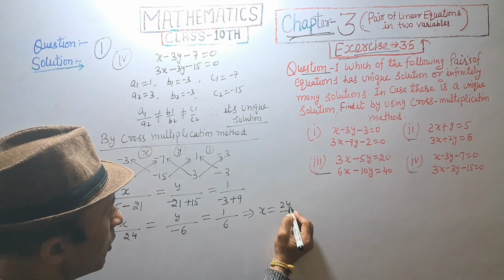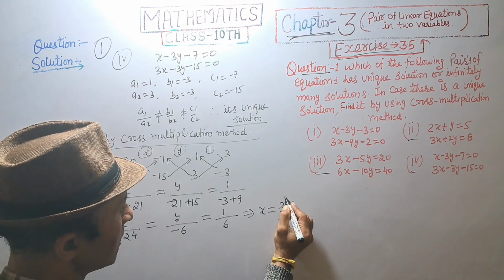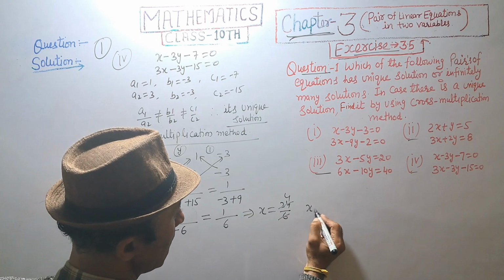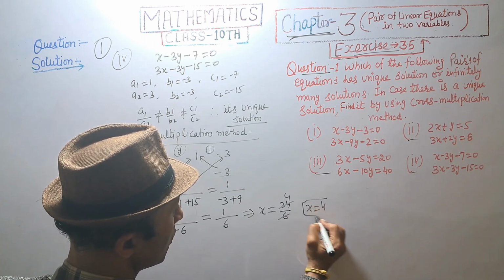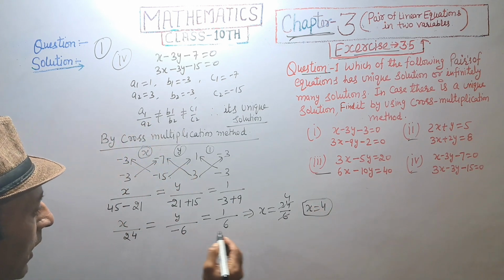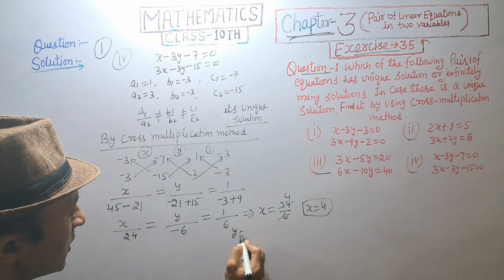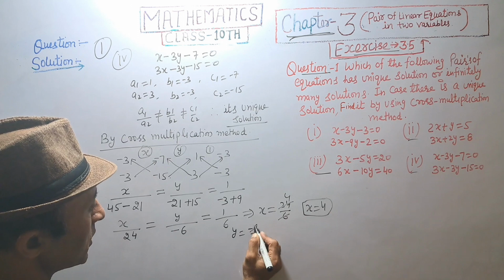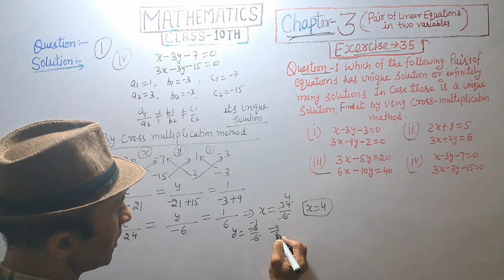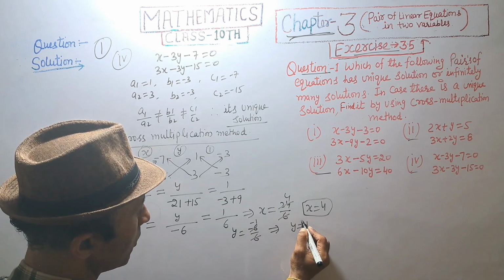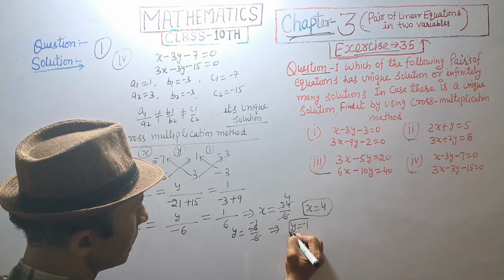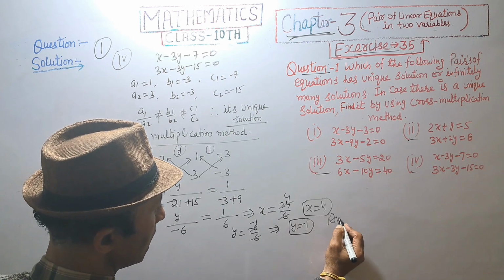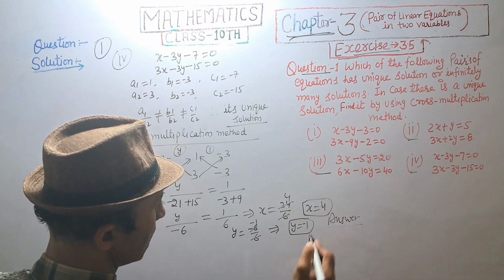X is equal to 24 divided by 6, that is 4. So the value of x is equal to 4, and y is equal to minus 6 multiplied by 1, minus 6 upon 6, that is minus 1. This implies y is equal to minus 1. Answer.